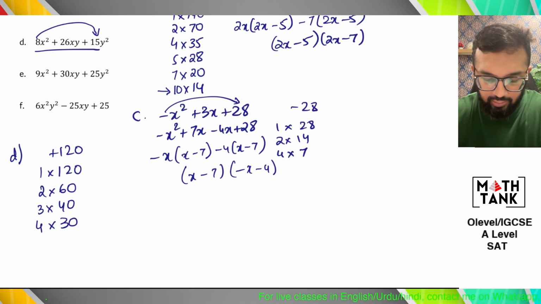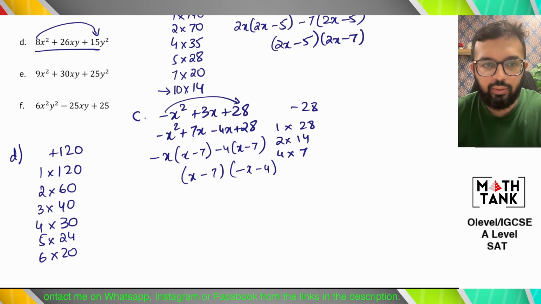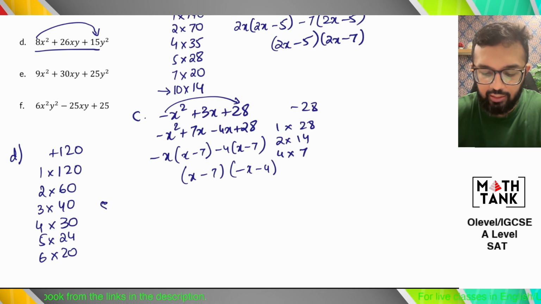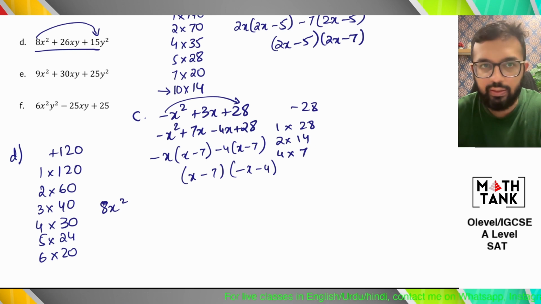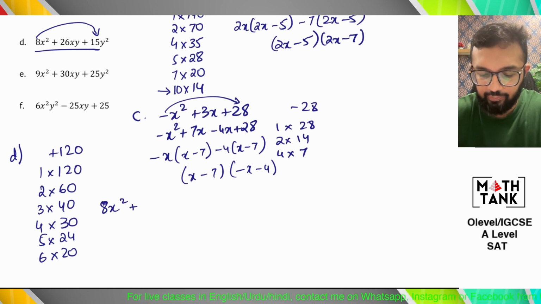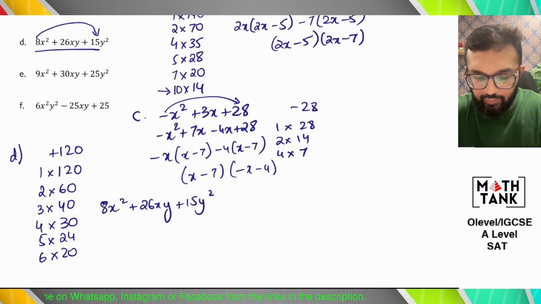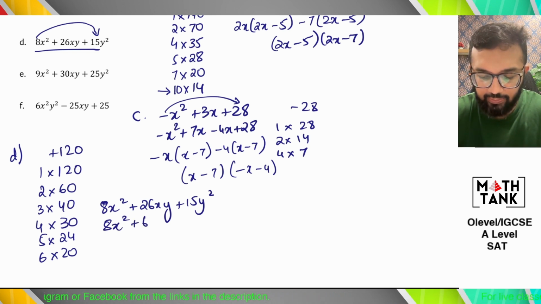And 5 into 24, 6 into 20. I think 6 into 20 gives me my desired 26 in the middle and 120 at the end. Remember that 4 and 30 won't work because it's going to give me a negative 26. Okay, so 8x squared plus 6xy plus 20xy plus 15y squared.